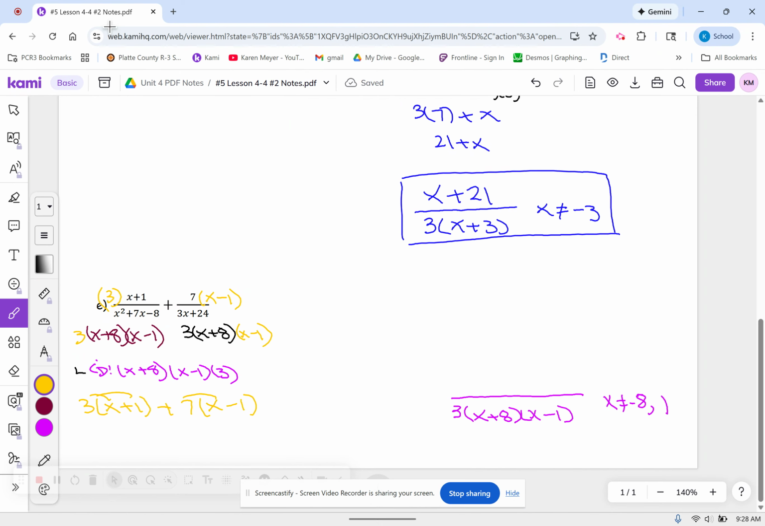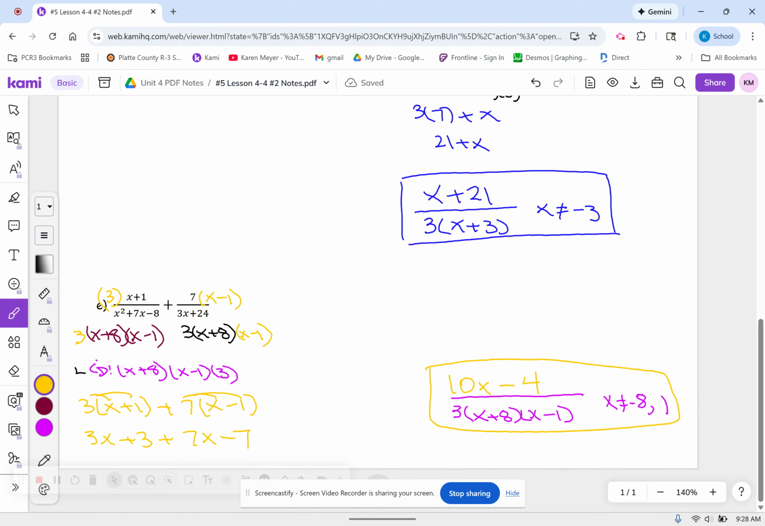And then I'm going to add it to 7 times x minus 1. So distribute, distribute. So 3x plus 3 plus 7x minus 7. And then combine your like terms. So 3x plus 7x is 10x, and 3 minus 7 is negative 4. And then that would go over your LCD with your restrictions, and you're done. So that makes up our addition questions.